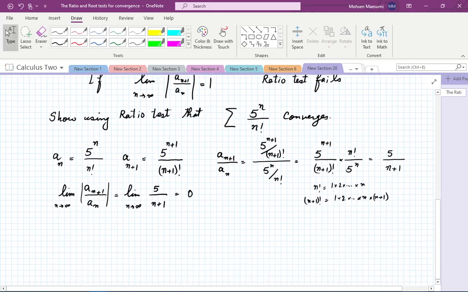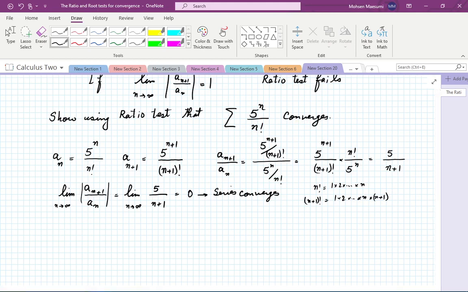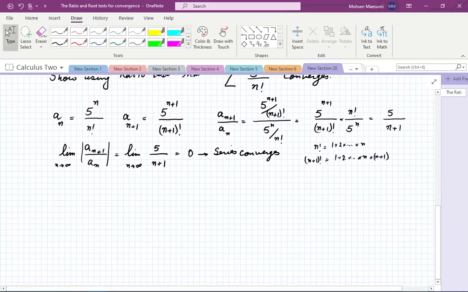So since the ratio is 0, we conclude that the series converges. Okay, so we know that the series converges in this case. Now let's go ahead and take a look at a different example.